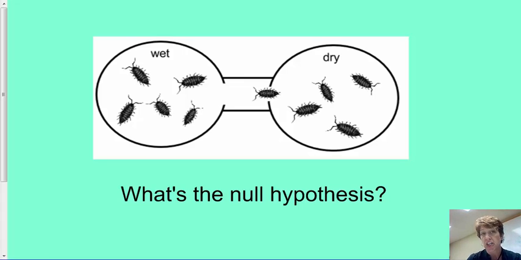So you're going to actually go through and do a chi-square based on the data that you get. So you're going to average out how many bugs were on the wet side each minute, how many bugs were on the dry side each minute, and compare that data, set up a chi-square, and see if you accept or reject your null hypothesis of them being equal.